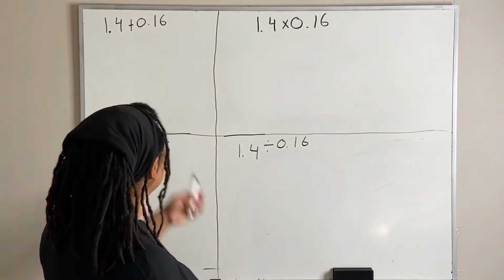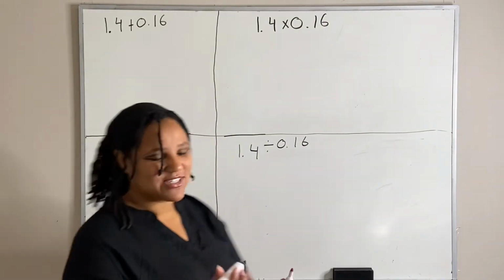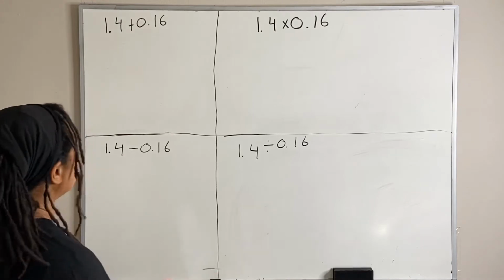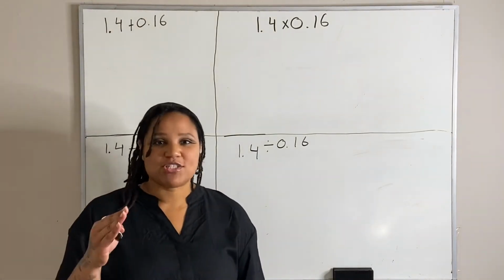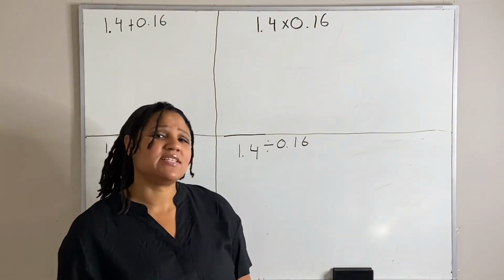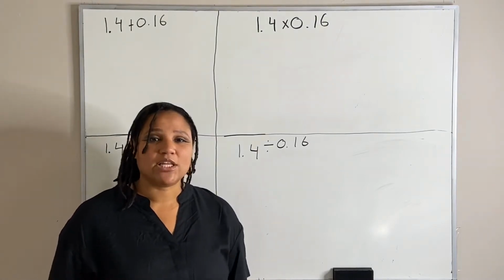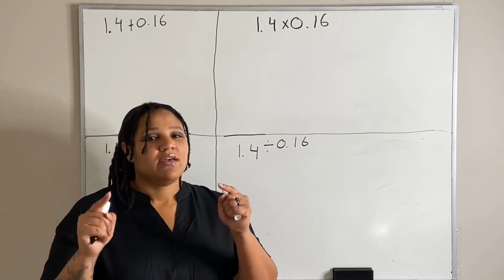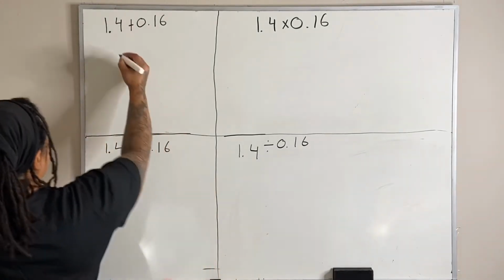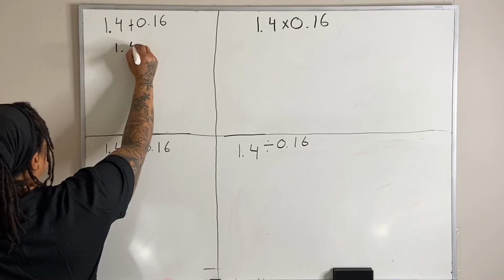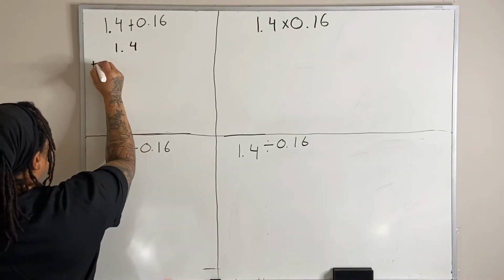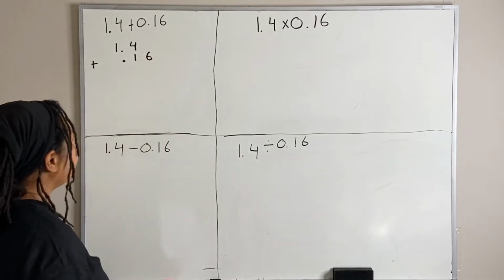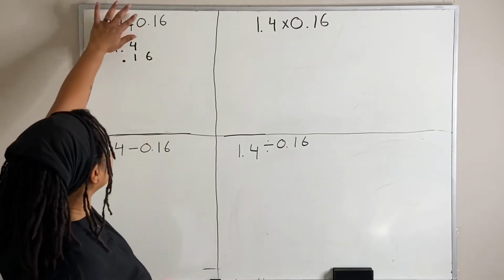So our first example is adding decimals. We have 1.4 plus 0.16. The first thing you want to do is write the first number and then write the second number directly below it. Make sure that you line the decimal places up. That is crucial. That is the important part. So I'm going to write 1.4 plus 0.16.